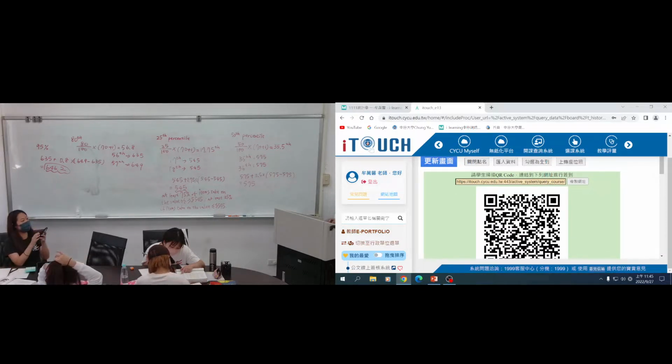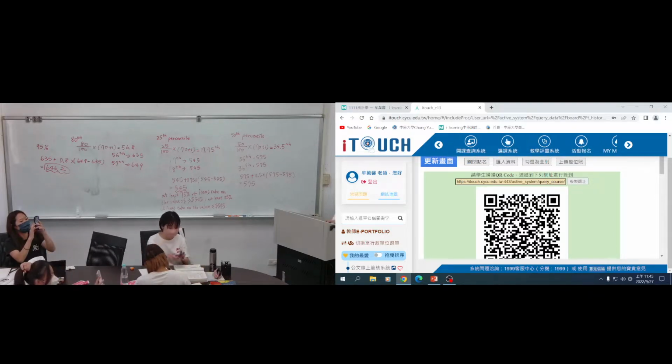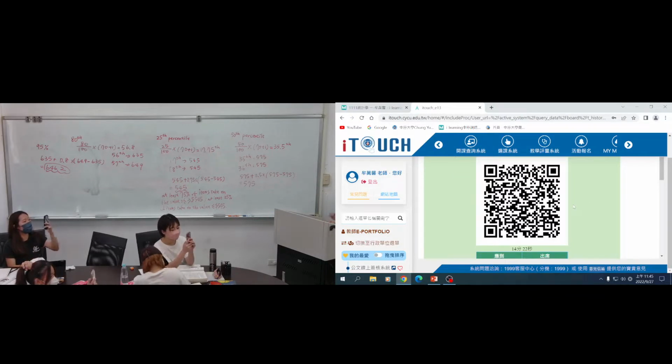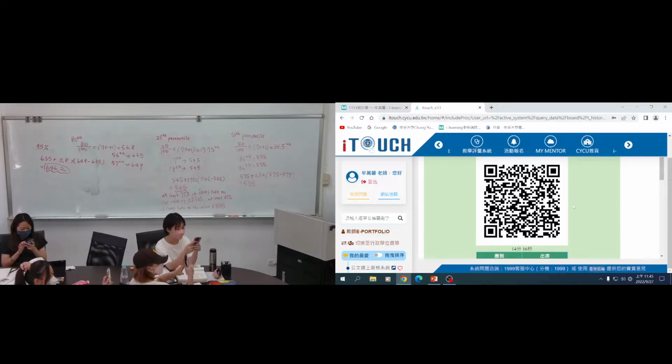Please use your cell phone to scan the QR code. Can you see that? Oh, too bright.